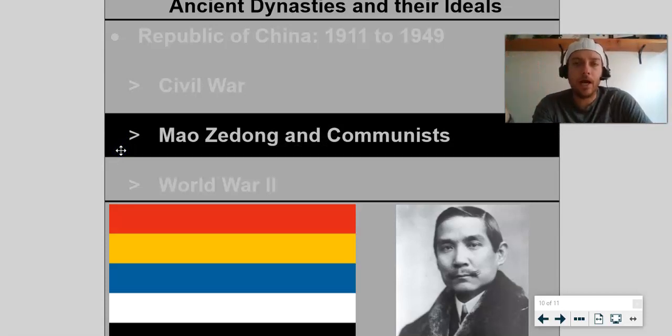He is going to be a communist, and him and his communists are going to have a lot of appeal for the people of China. And that's what we'll talk about a lot in the next lecture, the communist takeover and a lot of the changes that they put in place. Once they come in, they start to institute communism.